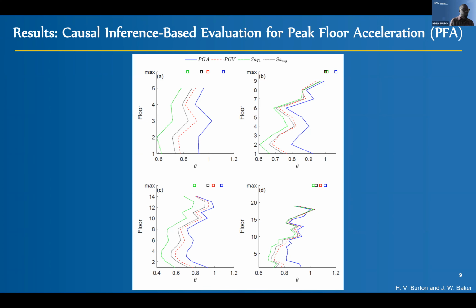This slide shows similar results for peak floor acceleration, or PFA. The observations from the previous slide also apply here. For example, PGA is generally the best IM, and this is the case for both the maximum and full profile peak response.